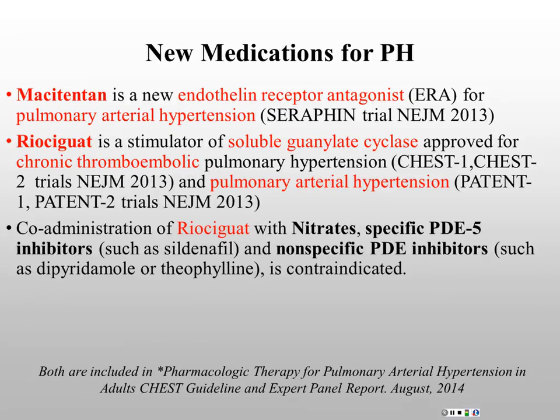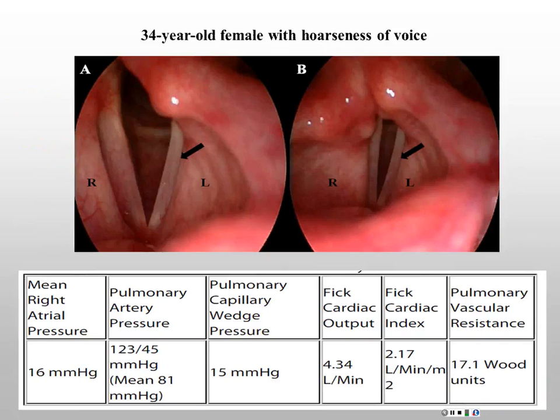I don't think this will show up on your in-service or your board because it's a new medicine, but if there is any question, I think it's important to know these interactions, because you may be the primary care physician of the patient and he is already on riociguat for pulmonary hypertension, and you are considering adding some nitrate for heart problems, so you should be aware about this contraindication.